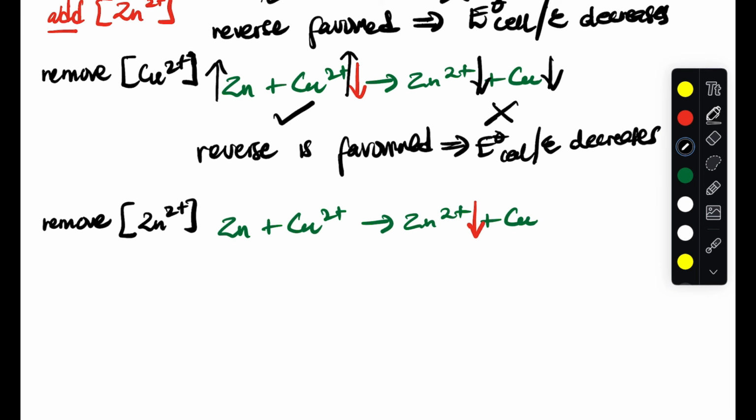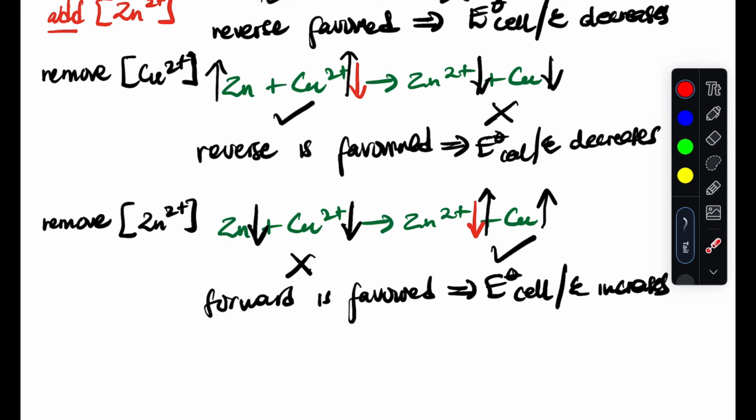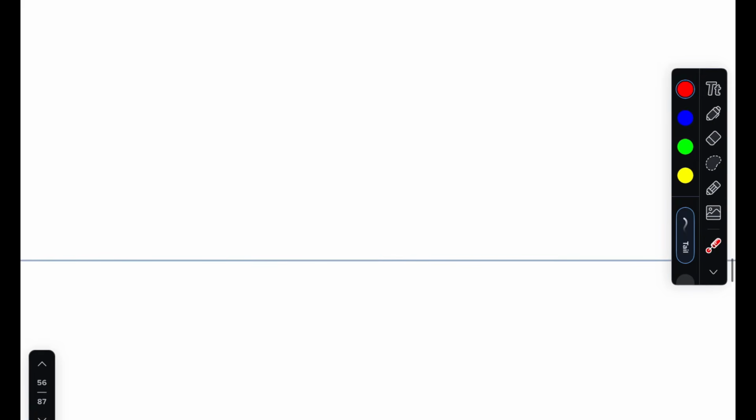So what is the system going to do? It is going to oppose that and increase it, increase the product, and then the reactant is going to decrease. So that means the reverse is not favored, the forward is favored. If forward is favored, that means the E cell or the EMF is going to increase. So all the time, guys, if forward is favored, the E cell increases. Right? Okay, guys. Now let's look at the mass change calculation.